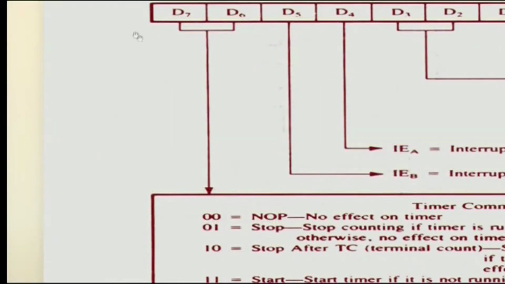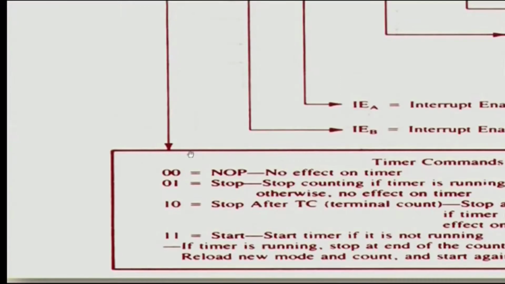The last 2 signals are used for the timer. The timer has 4 different modes of operations. When it is 0 0, it is called mode 0, 0 1 is mode 1, 1 0 is mode 2, 1 1 is mode 3.